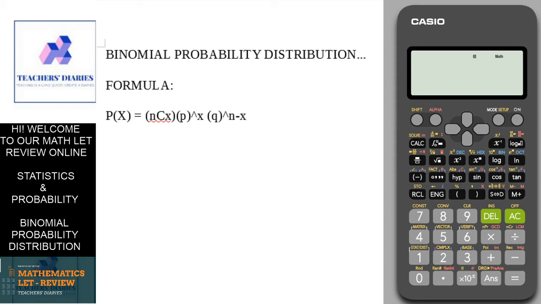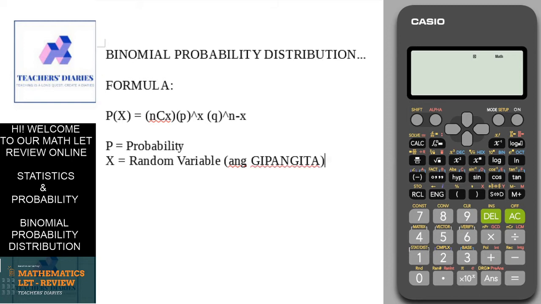So let's describe each variable in this formula. Let's start with p. Of course, this is probability. Okay, to be specific, binomial probability distribution. Yan lang, probability. That is capital letter P. Then next is x or capital letter X. That would be the random variable. Sa Bisaya, ang gipangita. Ang atong gipangita.